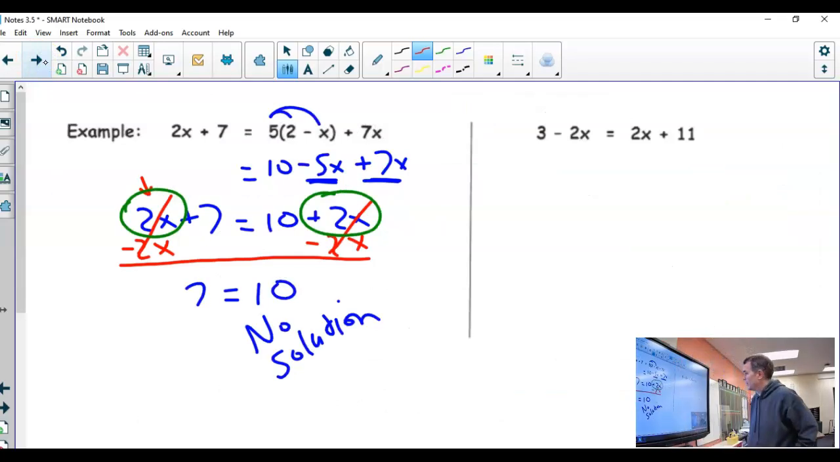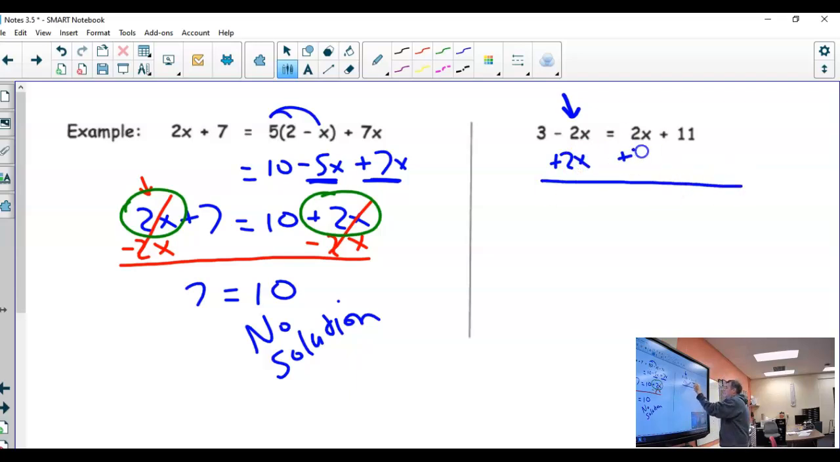Do you want to be a little bit careful? Look at this next example. Is the variable term the same on both sides? It's not, is it? When you go to cancel out the negative 2x here, you would cancel that out by adding 2x to both sides. So negative 2x and positive 2x cancels out. But if you add 2x to this side, it does not cancel out. It equals 4x.